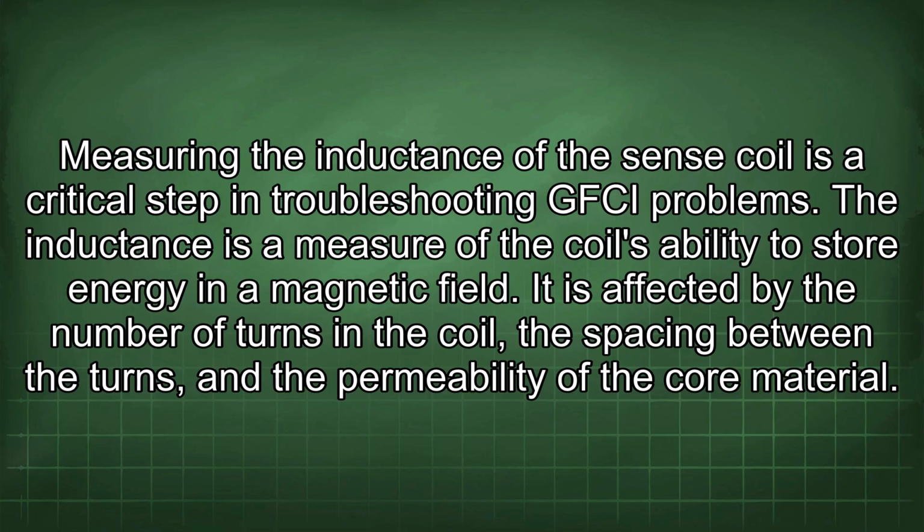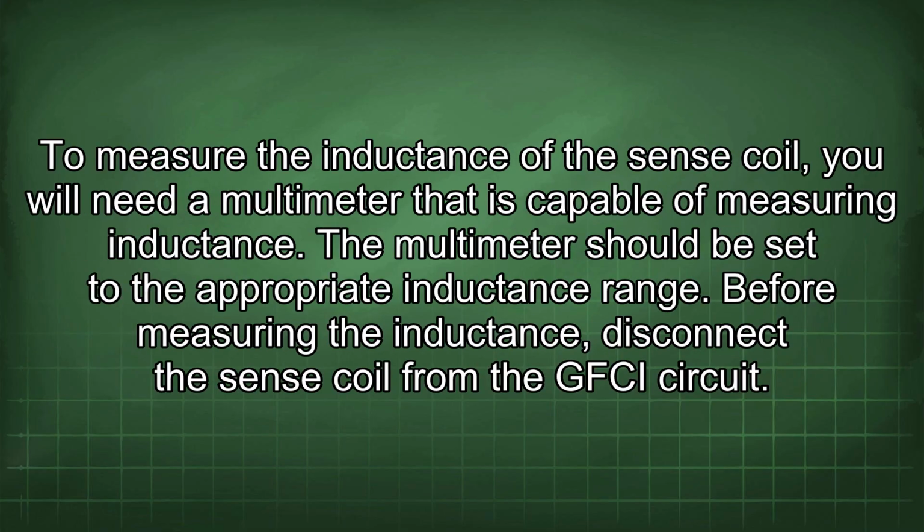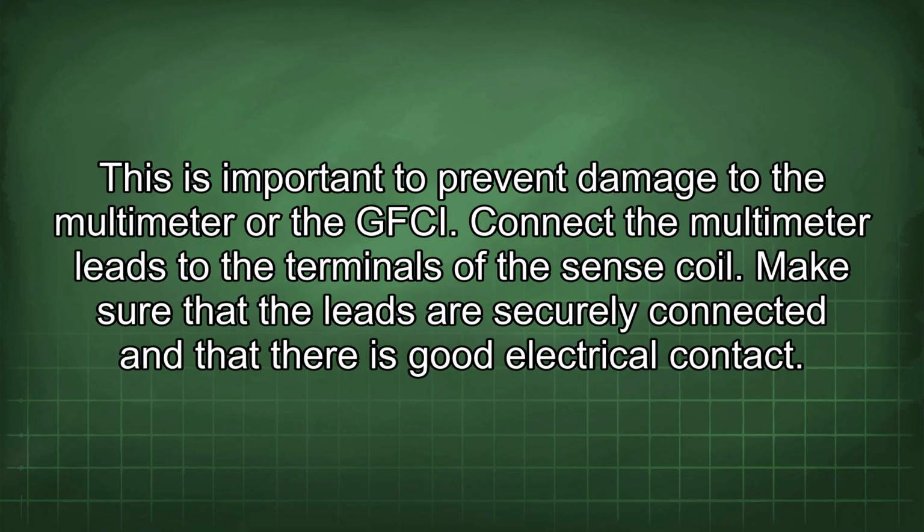Measuring the inductance of the sense coil is a critical step in troubleshooting GFCI problems. The inductance is a measure of the coil's ability to store energy in a magnetic field. It is affected by the number of turns in the coil, the spacing between the turns, and the permeability of the core material. To measure the inductance of the sense coil, you will need a multimeter that is capable of measuring inductance. The multimeter should be set to the appropriate inductance range. Before measuring the inductance, disconnect the sense coil from the GFCI circuit. This is important to prevent damage to the multimeter or the GFCI.